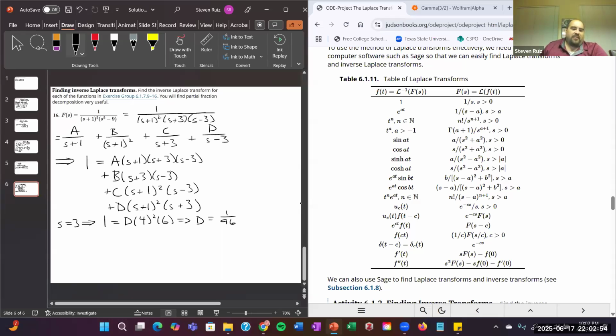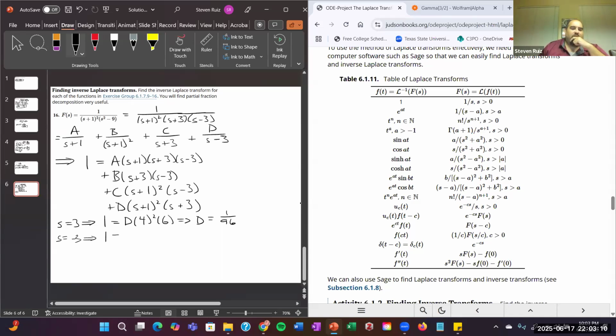I believe I can do the same thing. Let's pick another value of s that makes sense. How about -3? So what vanishes when I pick -3? I think I lose the A and B terms again because I have that s plus 3. I'm not going to lose the C term, but I am going to lose the D term.